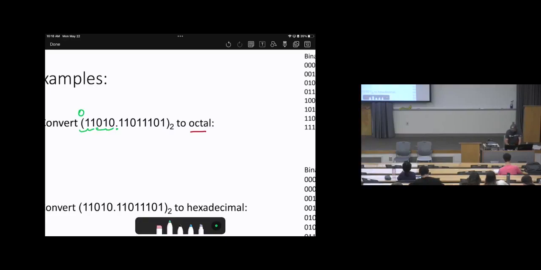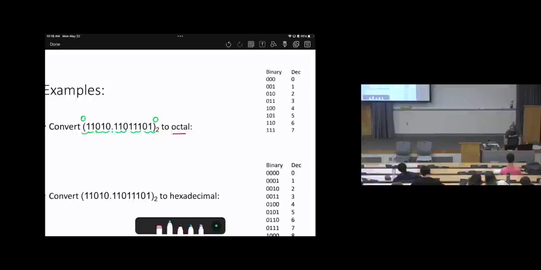Now, how about the other part? We have 1, 2, 3. Here we have 1, 2, 3. Here we have 1, 2. How about the missing parts? Make it 0. Okay? Now, you can try to compare this with the table.